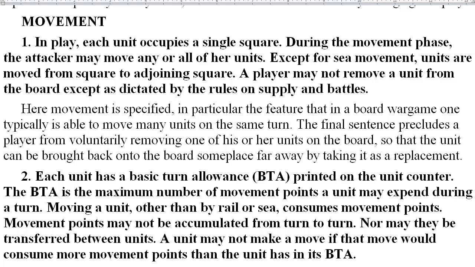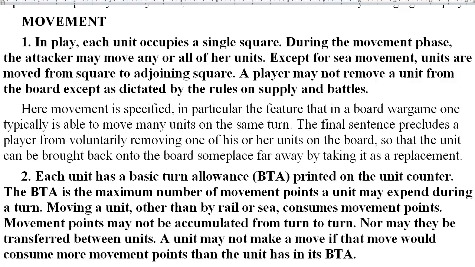At the start of each movement phase, the units whose turn it is get a full stock of movement points, 3 or 6 or whatever. Moving the unit consumes movement points, but if you don't use the movement points, you don't get to save them. Instead, at the start of your next movement phase, a complete turn later, all of your units have an appropriate number of movement points available, the number given by their basic turn allowance.